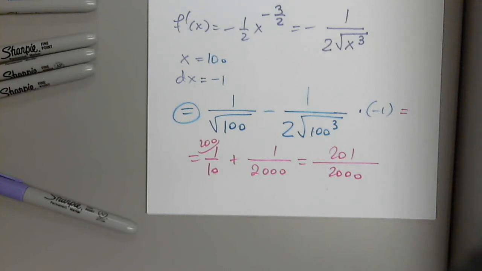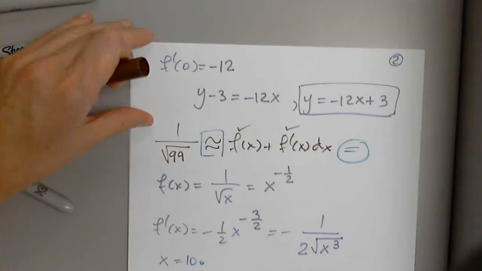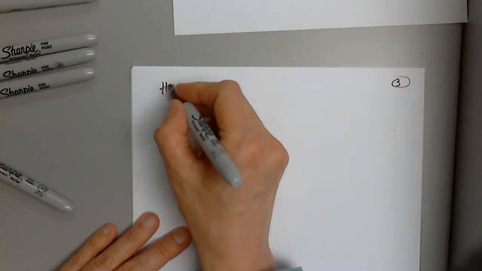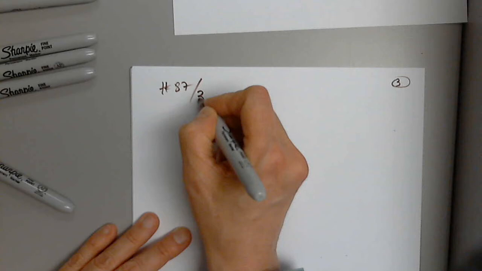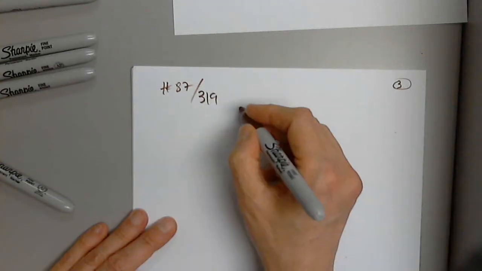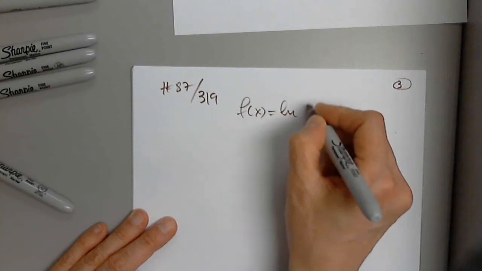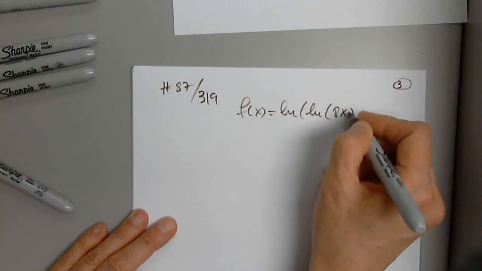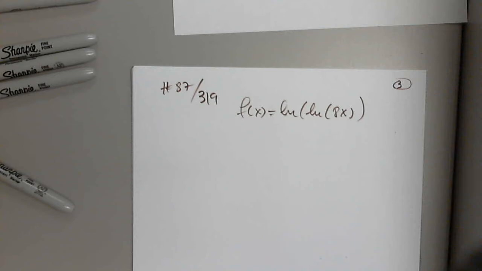Can you do 87 on page 319? 87 on 319. Yes, we did that, but let's do it again. Yeah. That's okay. 87, 319. Okay. Natural log f of x is natural log of 8x. Very good.